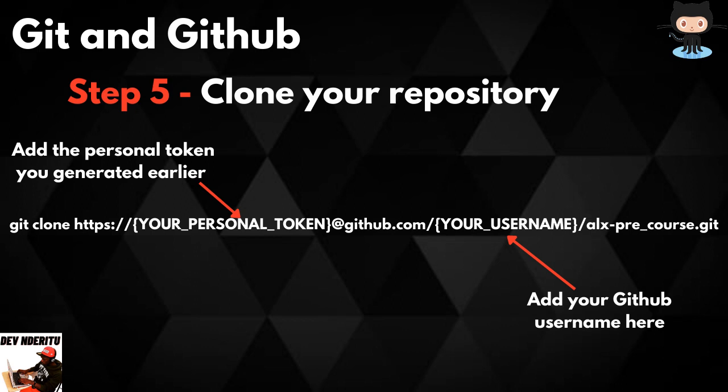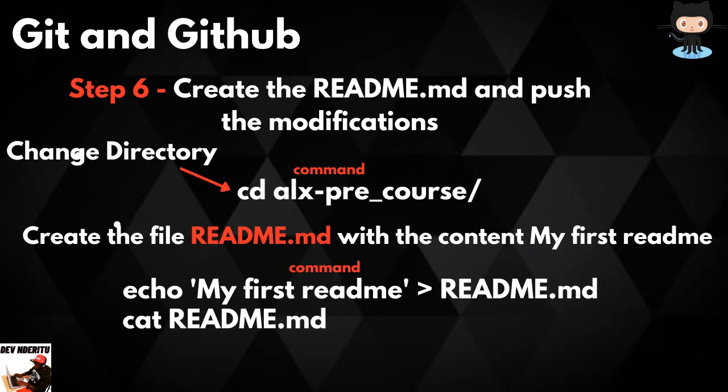Then you put your username where it's supposed to be, and when you hit clone, that's when you're able to get the repository from the remote, from GitHub, the account, now to Git, and you're using it through Git through the web terminal. Then after you've done that, you create a README and push the modifications. So you know the drill, you cd to the LA, the hyphen pre underscore course.